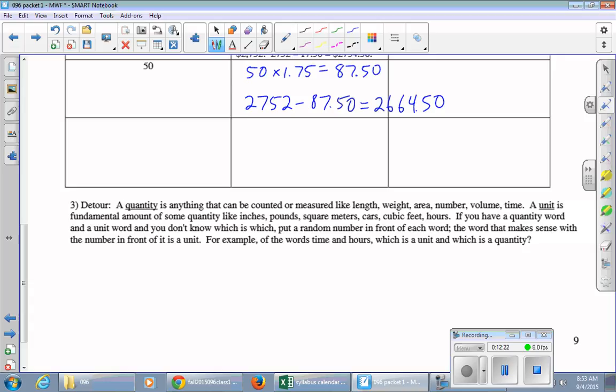And so we've got all of these unit words here. And if you're not sure which one is which, so for example, I know that time and hours are somehow related to each other. If you throw a random number in front of each of those words, the one that makes sense is the unit word. So if I just pick a random number, somebody shout one out. 6 time or 6 hours. Which one makes sense? 6 hours, which means that hours is the unit word, and the other one is therefore the quantity. You can measure time in the unit of hours, okay?